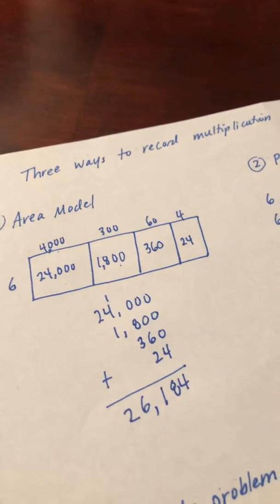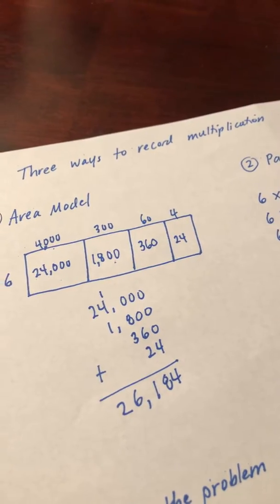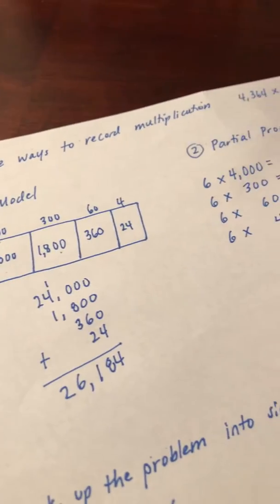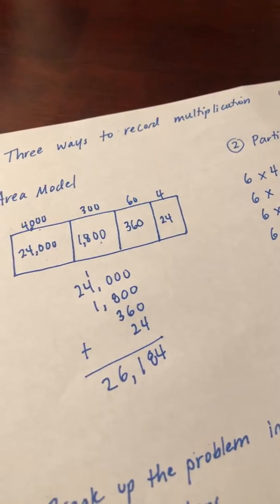26,184. My estimate was 24,000. I know that it was a little bit low on the estimate because I rounded that number down, so I'm content with saying that my answer 26,184 is reasonable.